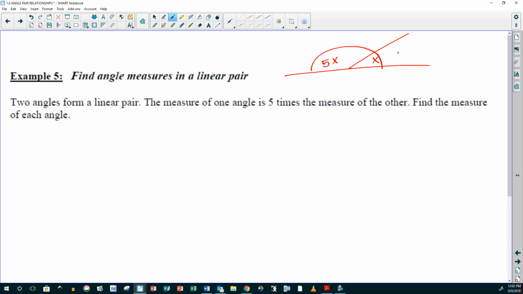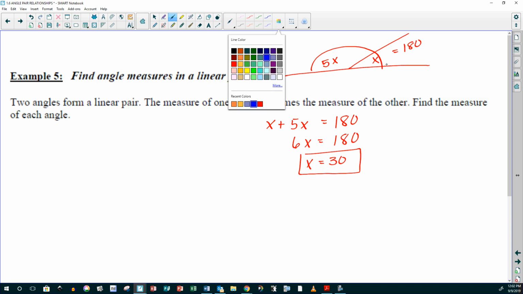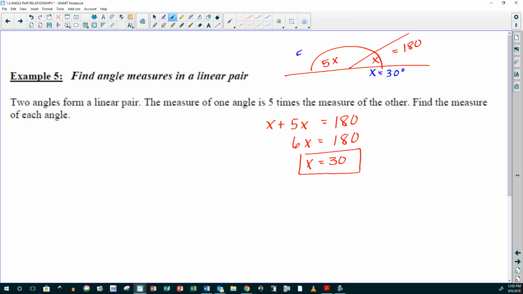Well, what do I know about a linear pair? I know they're equal to 180. So that means X plus 5X is equal to 180. 6X equals 180. X is 30. So it says find the measure of each angle. So if I plug it in, I know that this angle is 30 degrees. And I know 5 times 30 is 150 degrees. And the two together should add up to 180.